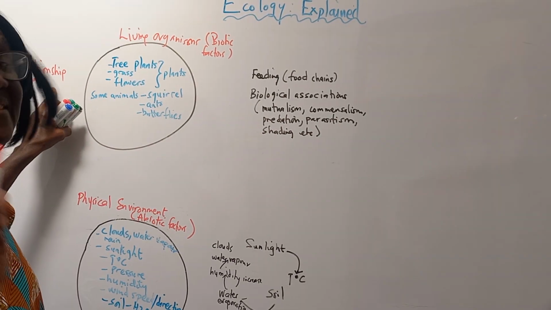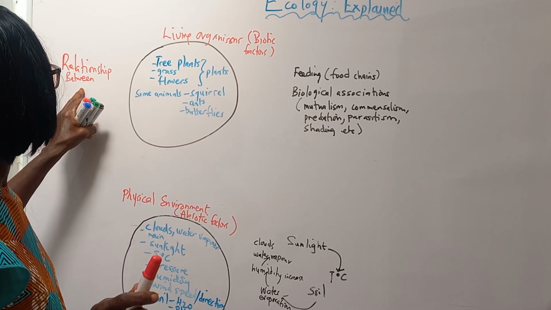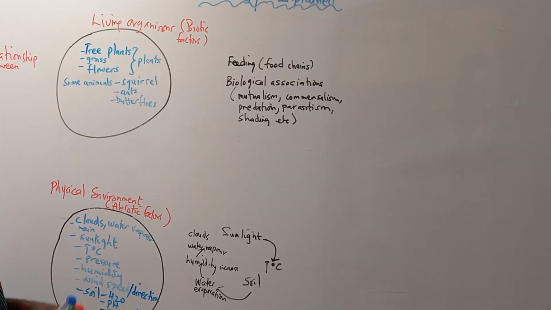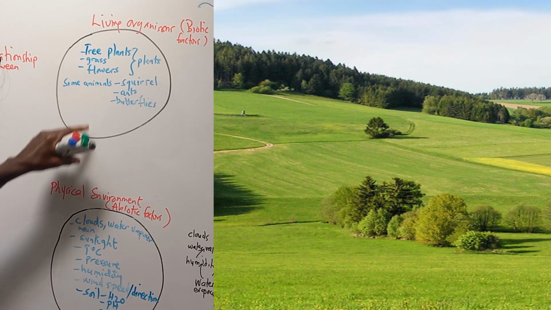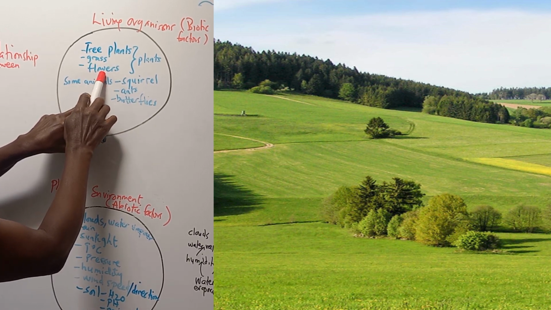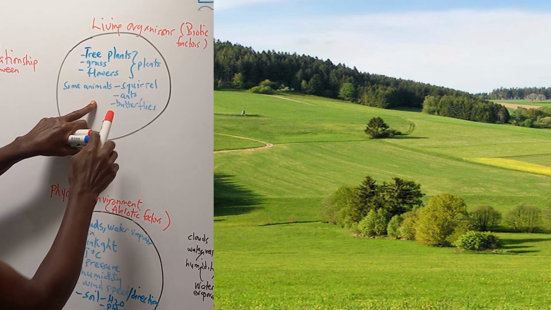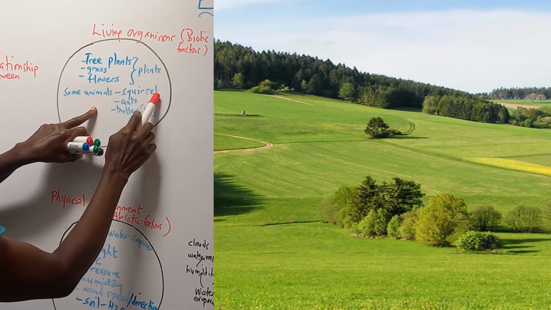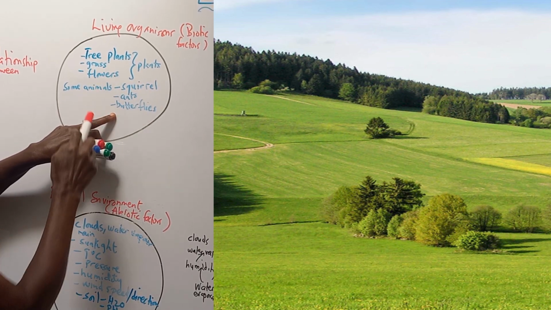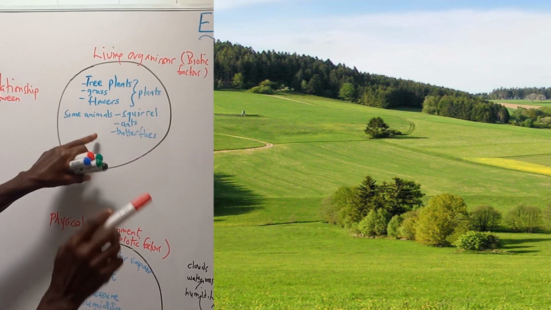So if it's the study of the relationship between living organisms and their physical environment, if we look at a picture that we have, you can see the living organisms are the plants, grass, there's flowers. We can imagine that there will be animals like squirrels, ants, butterflies, because of the flowers in the place. These are the living organisms.